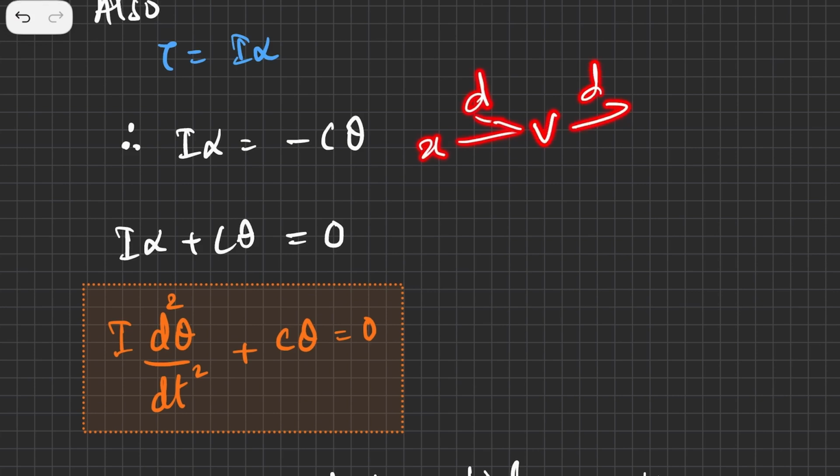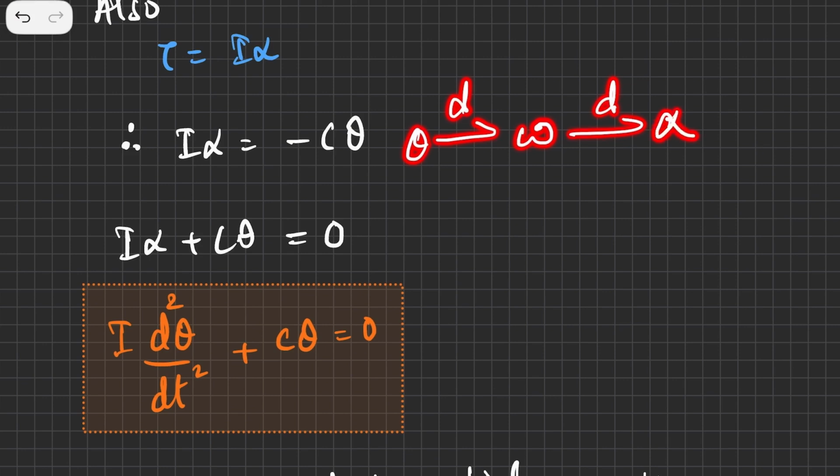If you differentiate velocity, you get acceleration. If you integrate acceleration, you get velocity, and if you integrate velocity, you get displacement. The same works for rotational motion as well. If you differentiate angular displacement, you get angular velocity. If you differentiate angular velocity, you get angular acceleration. And if you integrate angular acceleration, you get angular velocity, and if you integrate angular velocity, you get angular displacement.